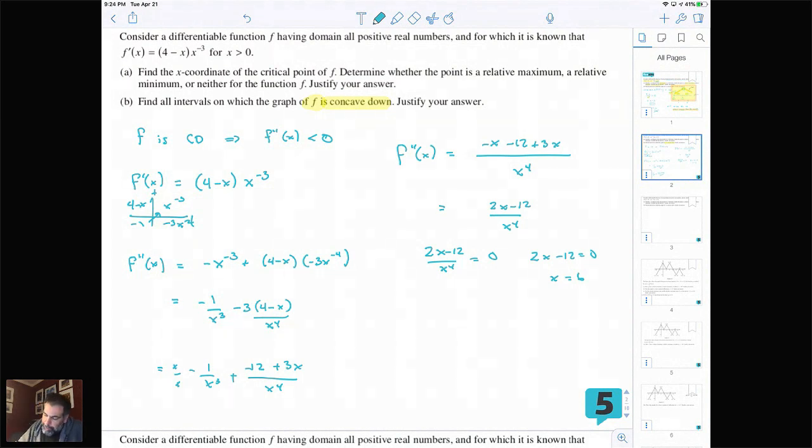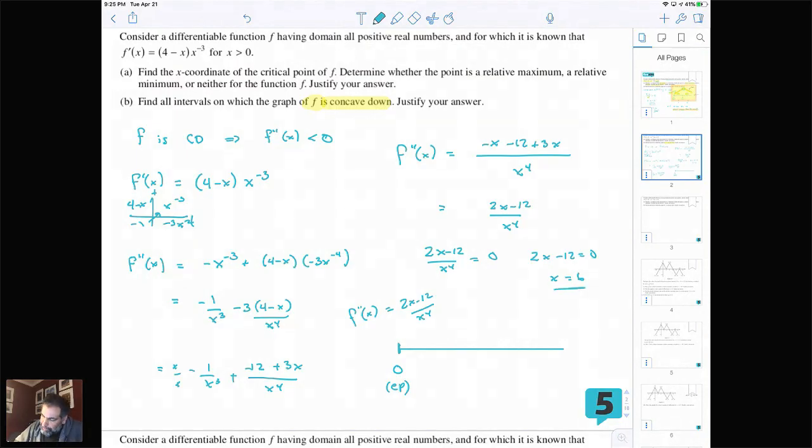But we're looking for concavity. So that means I'm going to have to find out where the second derivative is negative. Again, I'm going to make use of a number line, but this time I'm going to do it for my second derivative, which is 2x minus 12 over x to the 4th. We still have that endpoint of 0 because we've restricted our domain to go no less than 0.